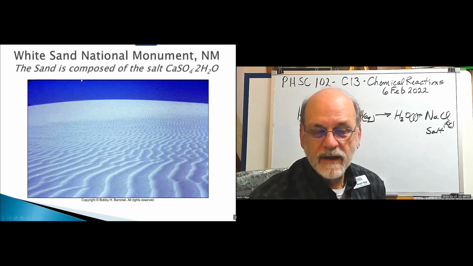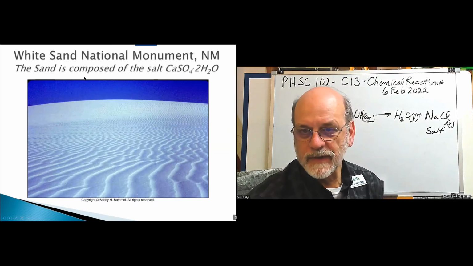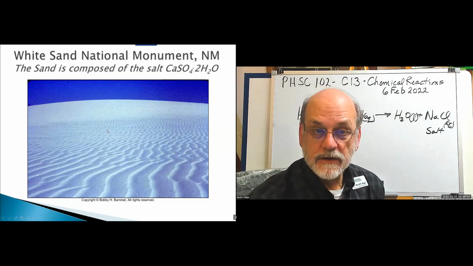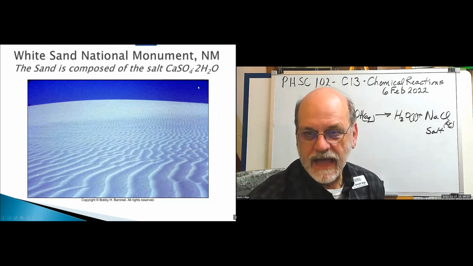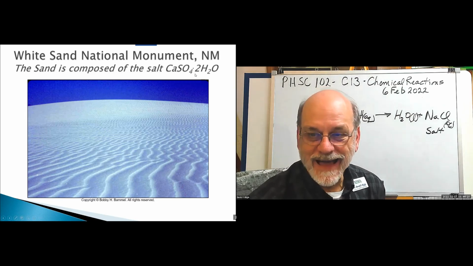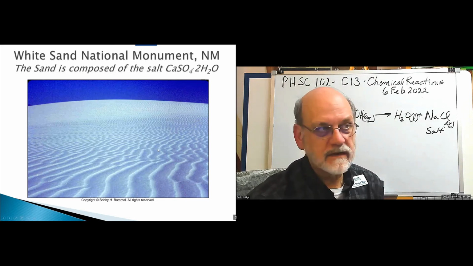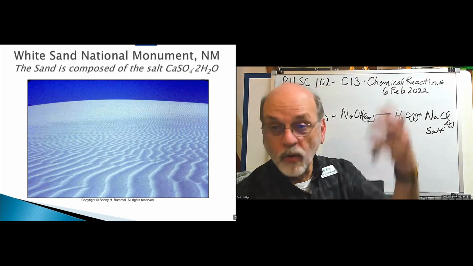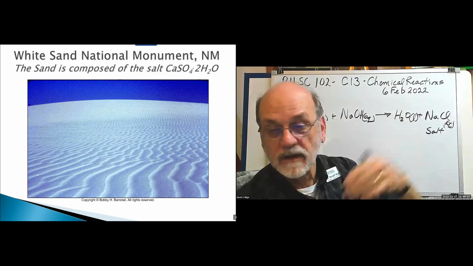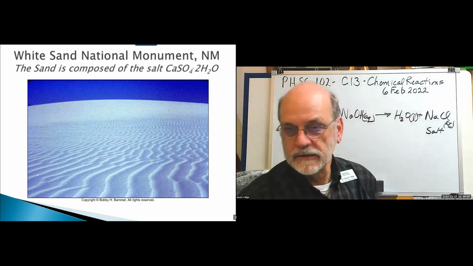Okay, White Sands National Monument in New Mexico. This sand is produced from gypsum; calcium sulfate dihydrate is gypsum. That's why it's so white. It's like wallboard, right? Wallboard in the walls of your house is made from gypsum.